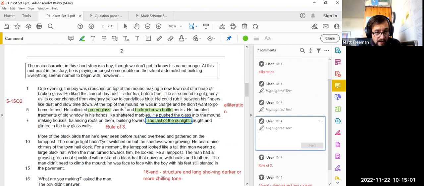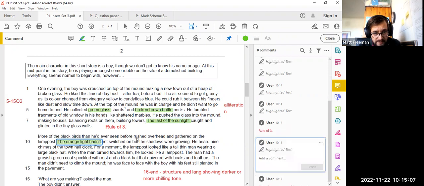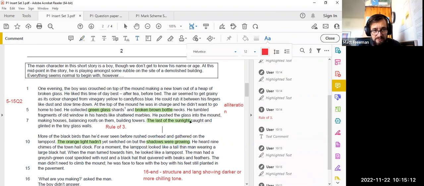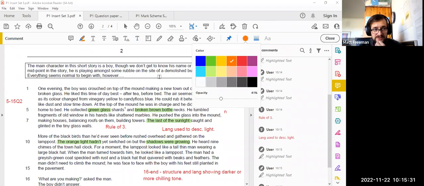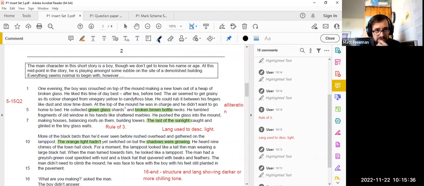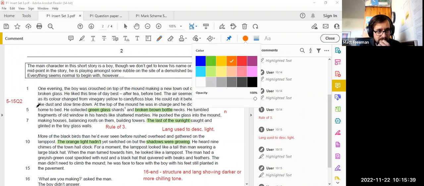Okay. So I'm going to mention here the orange light as well and the shadows. And I'm going to put this down here: focus. I'm going to put language used to describe light, because I think that's an important part of this. And that links back as well, because while I'm doing this, I'm also looking for structural elements. So I'm absolutely going to start by just making a little note here.